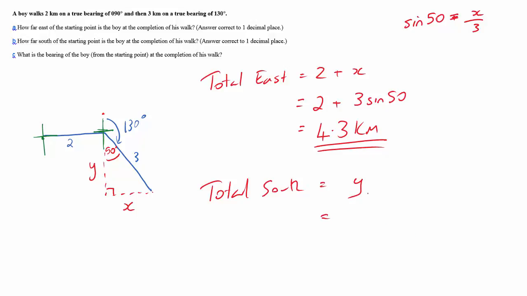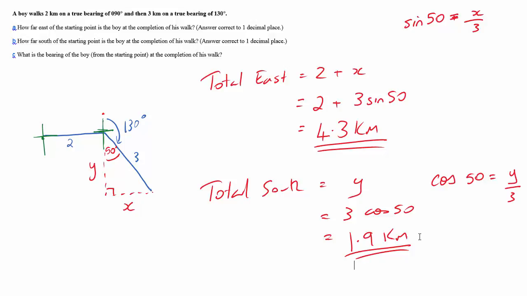y is in this triangle, so from cos, cos 50 degrees is going to be equal to adjacent over hypotenuse, in this case y over 3. So y will be equal to 3 cos 50, and again we use our calculator and we end up with 1.9 kilometres. So now from that we know that the boy has travelled 4.3 kilometres east and 1.9 kilometres south.